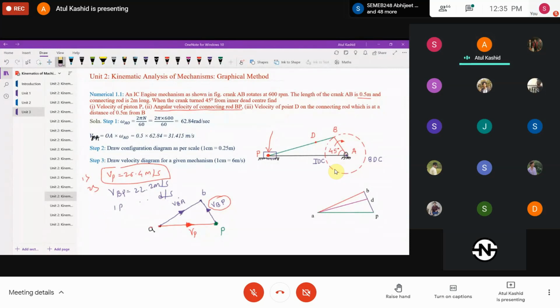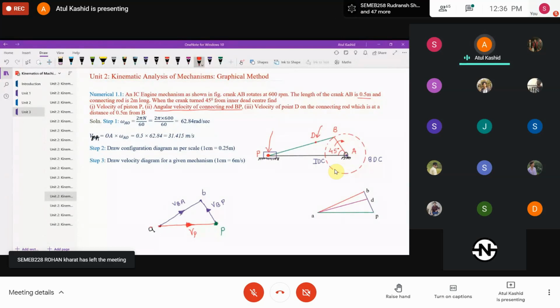Now, one more thing we have to do in this numerical is to calculate the velocity of the point D, which is lying on the link BP, the connecting rod, right? For that, we have to use the velocity image principle. Here we can see the point D in this configuration diagram. This point D is lying on the connecting rod BP and it is dividing the line BP in some ratio.